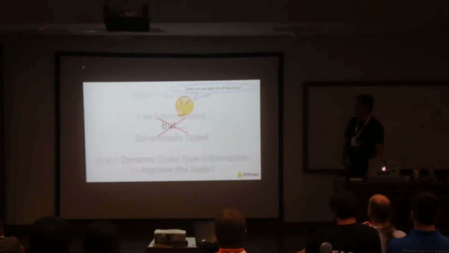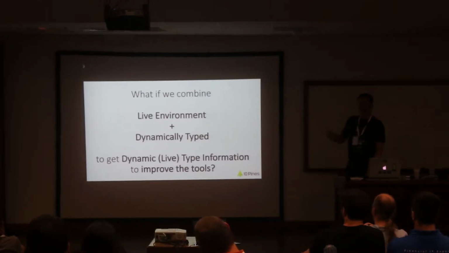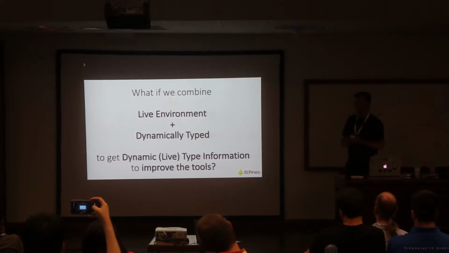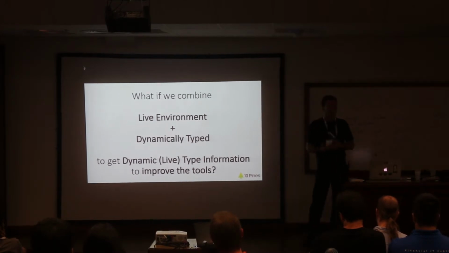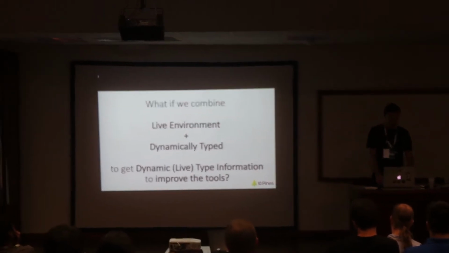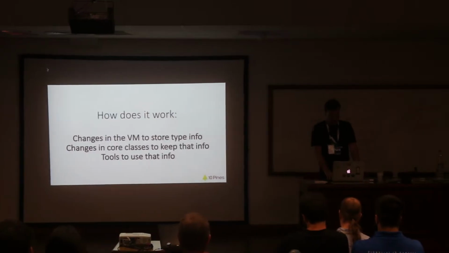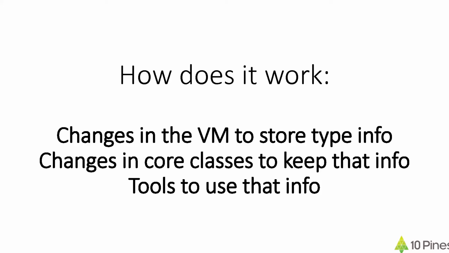Okay. So what if we combine live environment with dynamic typing, and we get this idea of dynamic or live type information to improve our tools, and to do that job that we have to do in our minds. So how does it work? Some changes in the VM to store type information, some changes in core classes to keep that information, and of course the tools to use that information.